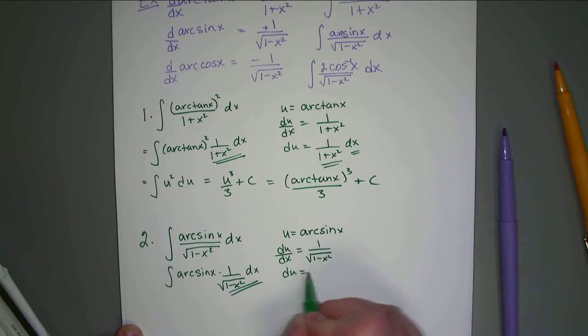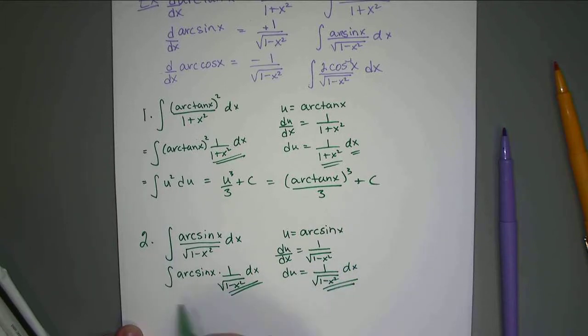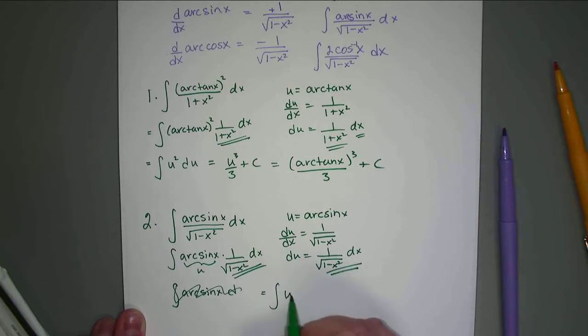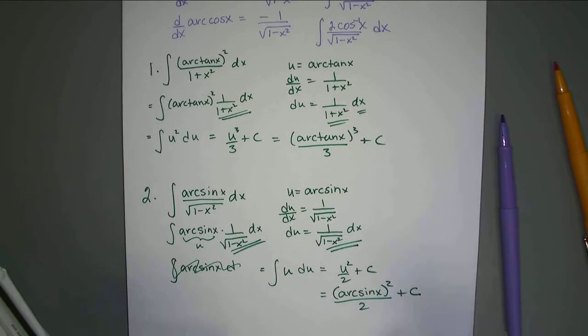Rearrange this. And it's just du. So arcsine x, that whole thing drops off. Oh, sorry. Arcsine is u. U, this whole thing drops off, and du. Integral of u is u squared over 2. And we said u is arcsine. That's pretty much it for these types.